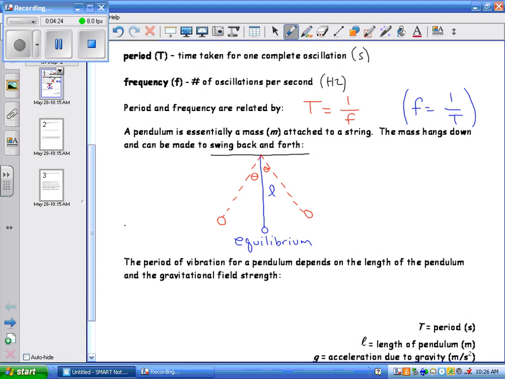And when it's pulled up to those heights, it has a maximum potential energy. So the potential energy is a maximum at those pulled back heights. At the equilibrium point, EK is a maximum. So what that basically means is at the pulled up points, there's no EK.